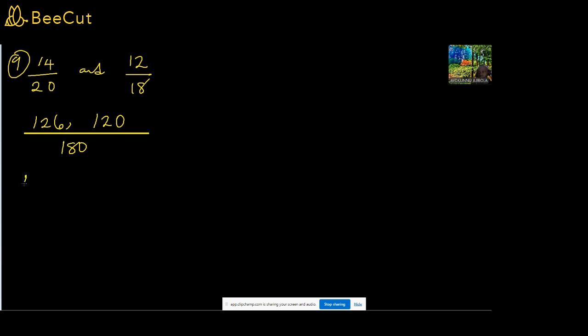14 over 20. Good. 14 over 20 is bigger than 12 over 18, since we have seen that this one gives me 126 and the other one gives me 120 when we converted them to have the same denominator. So is that clear to you, Fikayo? Yes, sir.